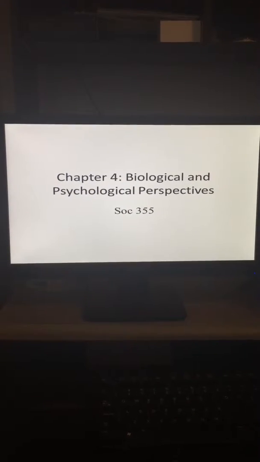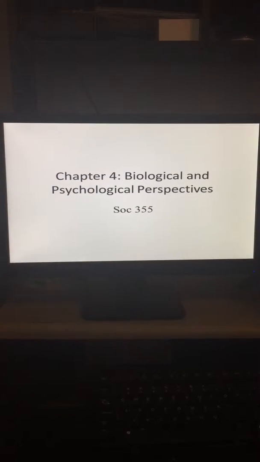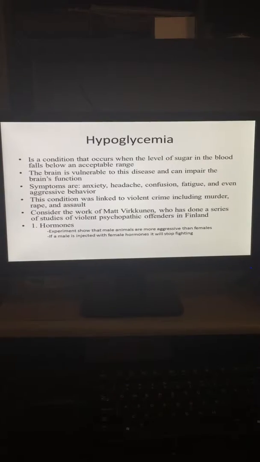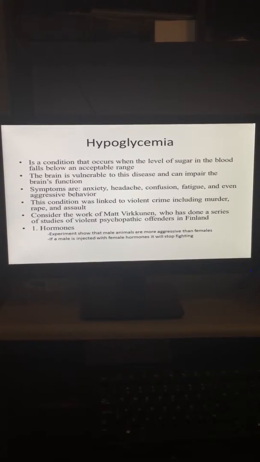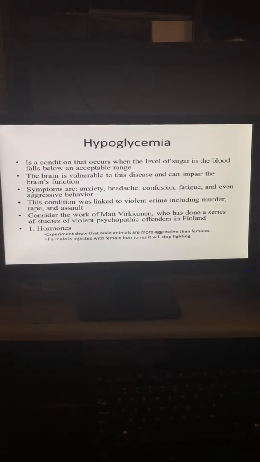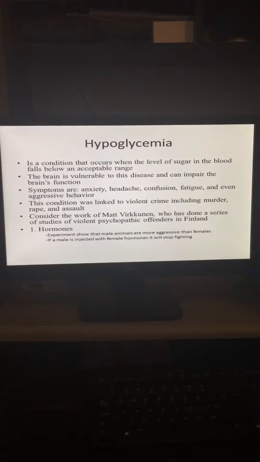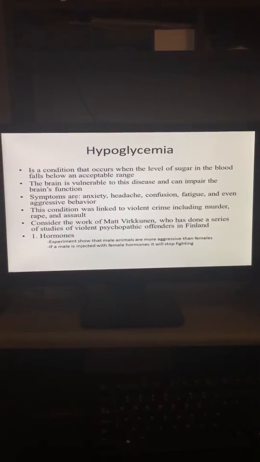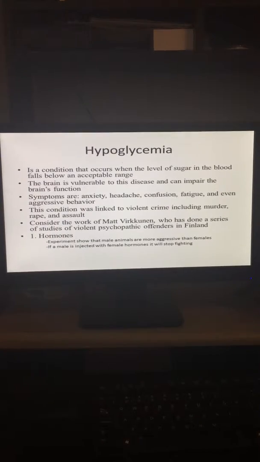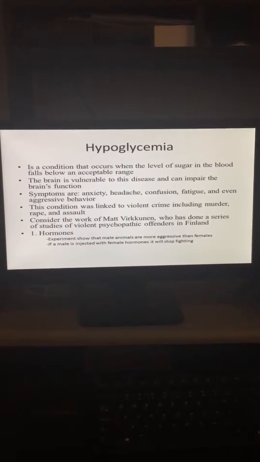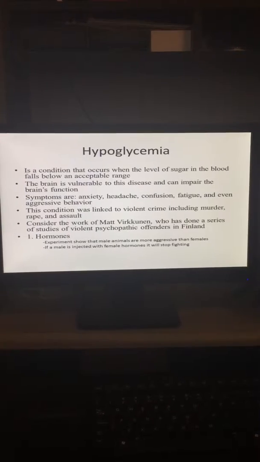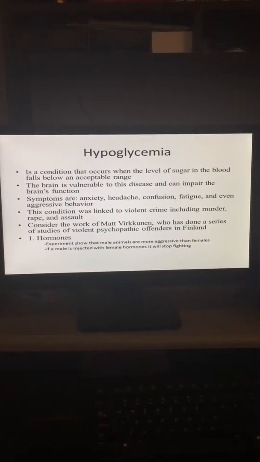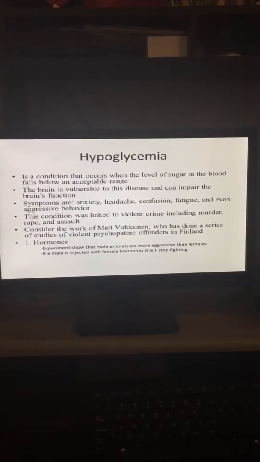Chapter 4: Biological and Psychological Perspectives. Hypoglycemia is a condition that occurs when the level of sugar in the blood falls below an acceptable range. The brain is vulnerable to this condition, and it can impair the brain's function. Symptoms are anxiety, headache, confusion, fatigue, and aggressive behavior. This condition was linked to violent crime, including murder, rape, and assault.